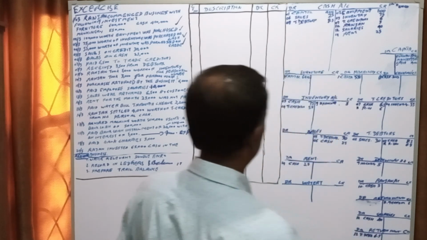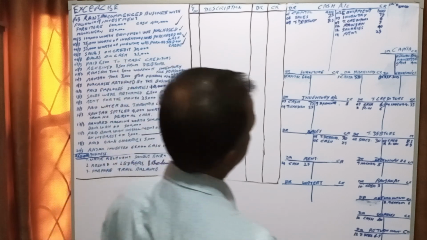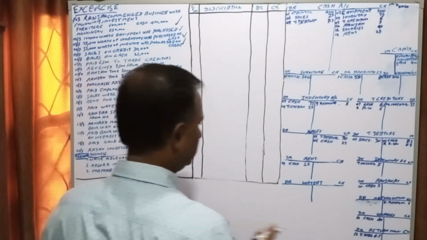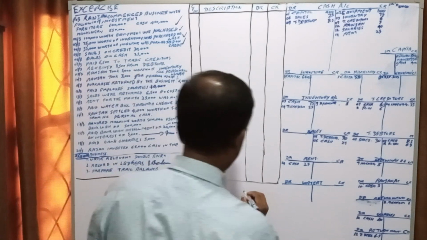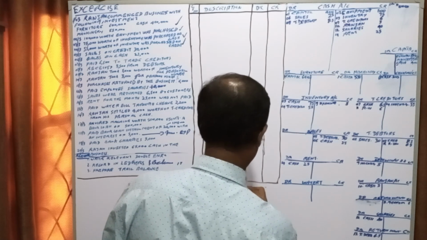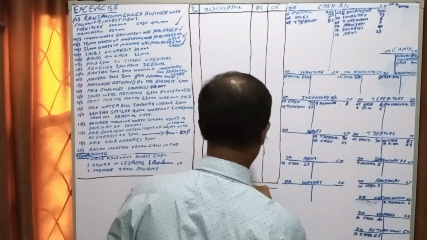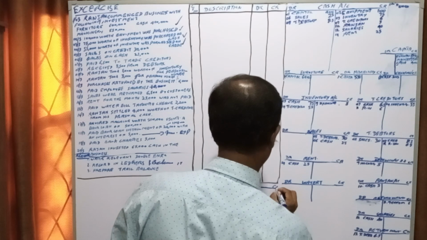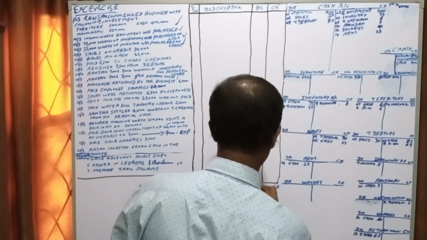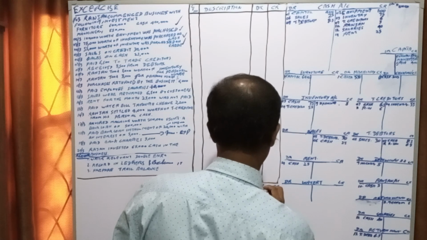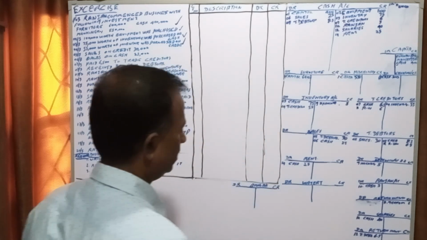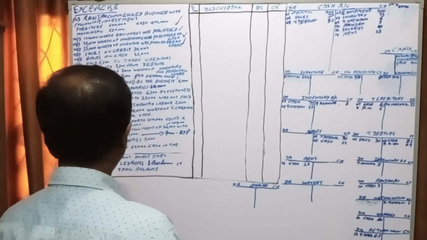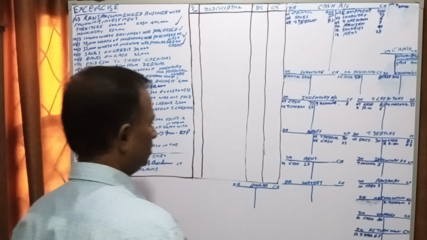Okay. We have paid through bank, then we have to open up a bank account. Somewhere here we will open the bank account. Here I will open the bank account. Okay, this is DR and CR. This is the bank account, right?